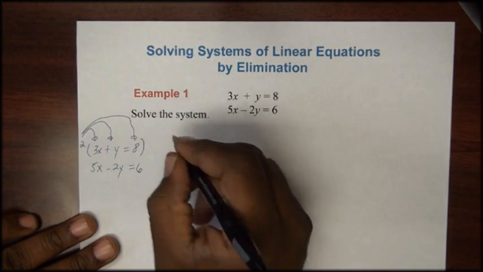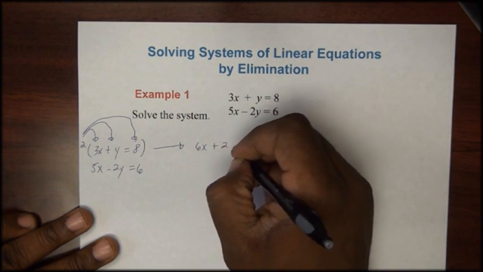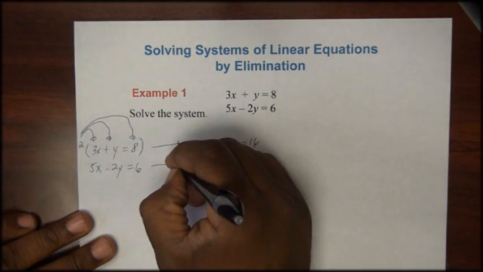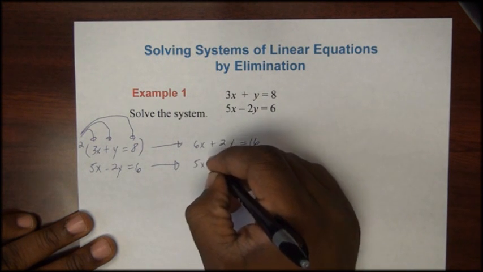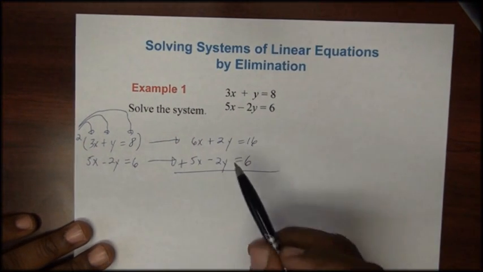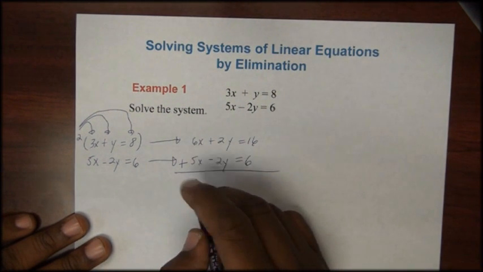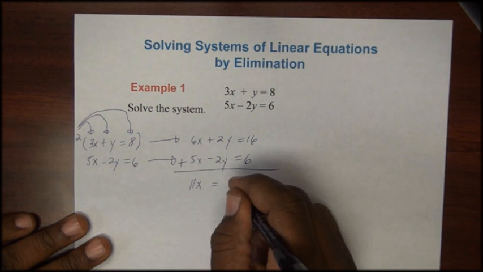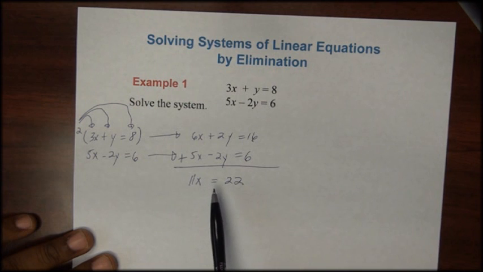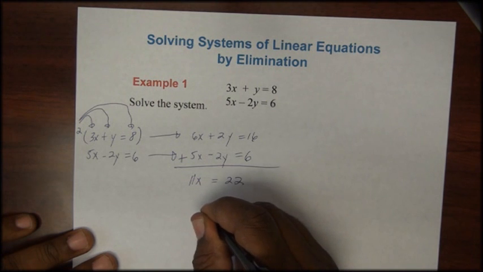So I'm going to distribute the 2. So we have 6x plus 2y is equal to 16. Our bottom equation will remain the same: 5x minus 2y is equal to 6. So now if we add them together, we see that the y variable will eliminate itself. 6x plus 5x is 11x is equal to 22. Notice that we have an equation in one variable, so we can now solve for x. So we'll divide both sides by 11. Therefore, x is equal to 2.